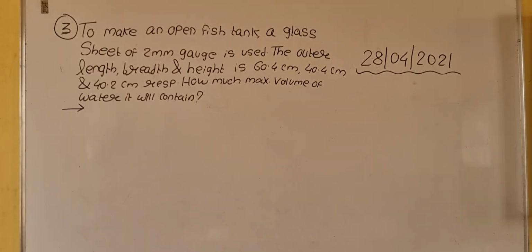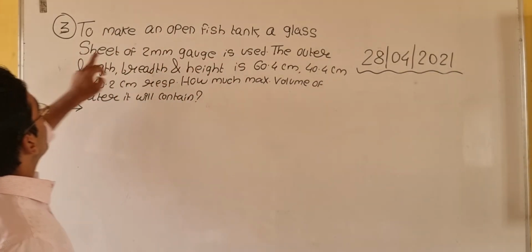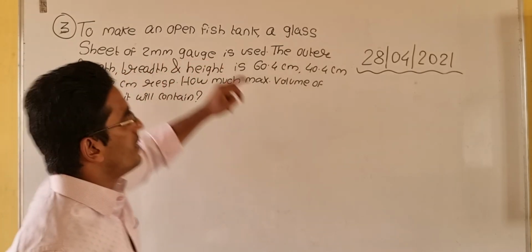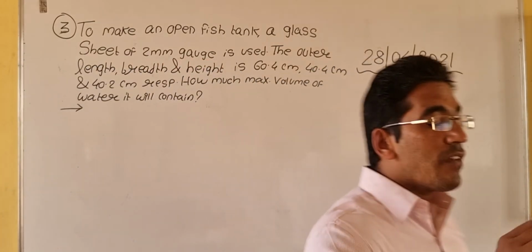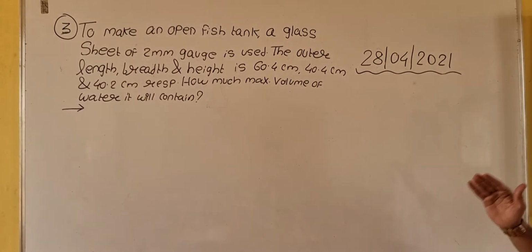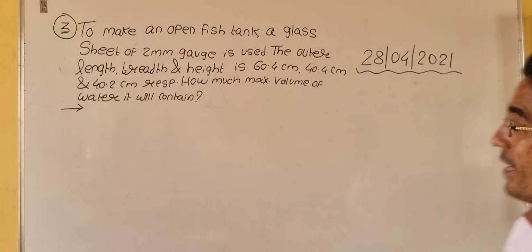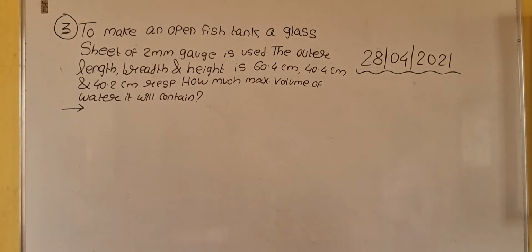Now let's see one interesting sum. In this sum they have given us to make an open fish tank, a glass sheet of 2 mm gauge is used. Now the meaning of gauge means thickness. The outer length, breadth and height is 60.4 centimeter, 40.4 centimeter and 40.2 centimeter respectively. How much maximum volume of water it will contain?